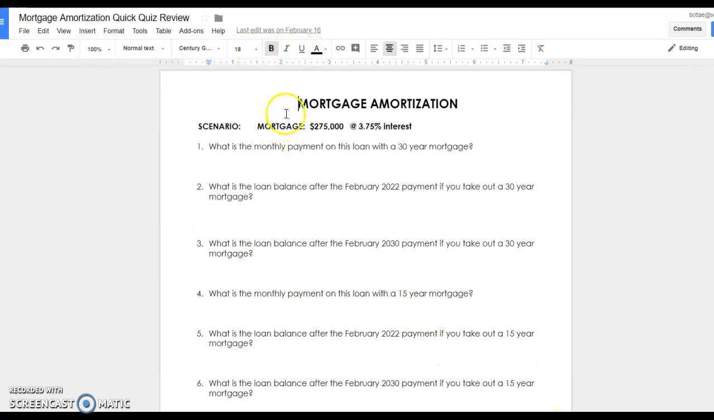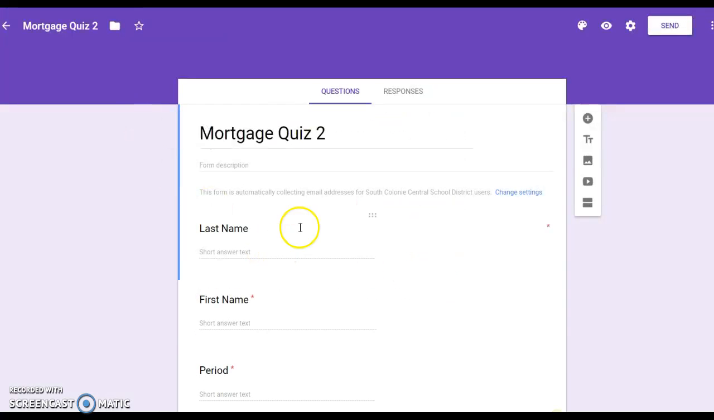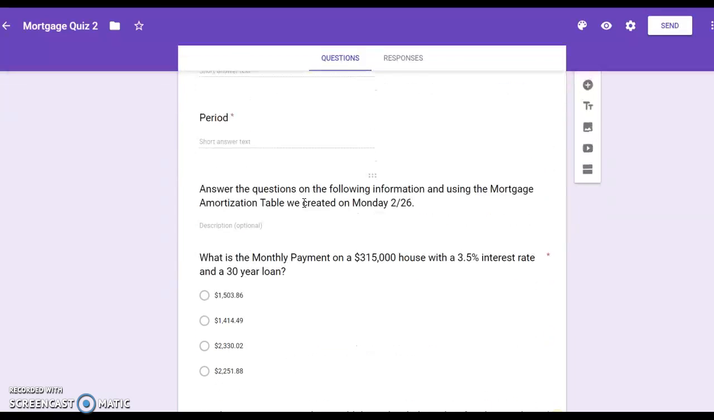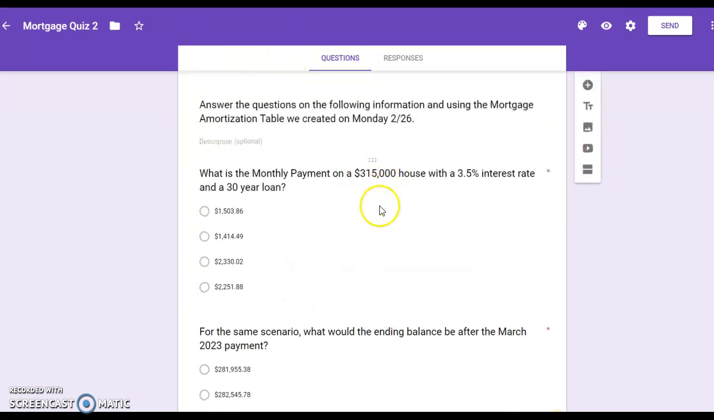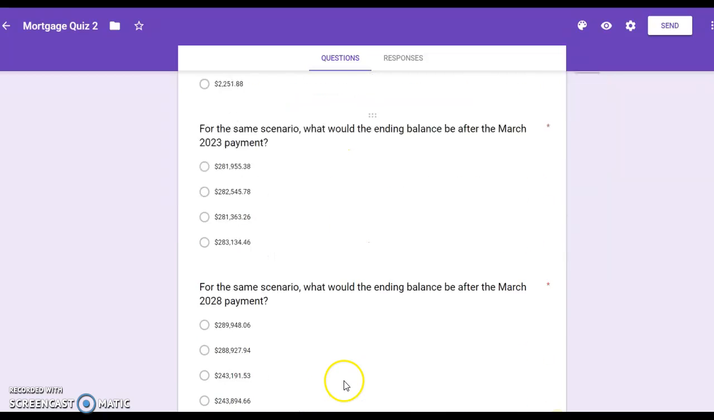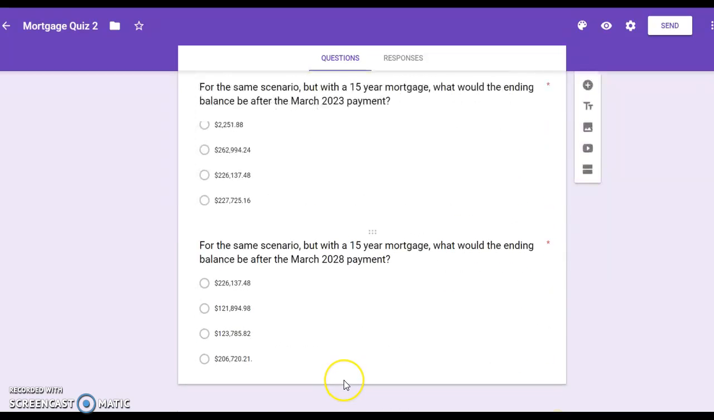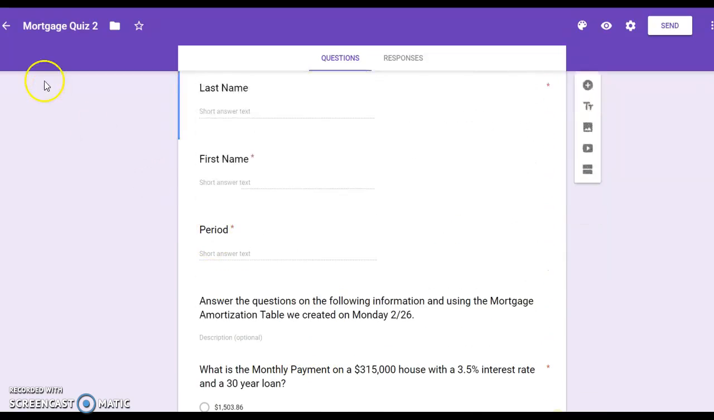After we go over it, they take a quick mortgage quiz through Google Forms, where it asks them to do the same thing they just did in that review. We give them a scenario and they have to answer very similar questions. And that is our amortization lessons and activities.